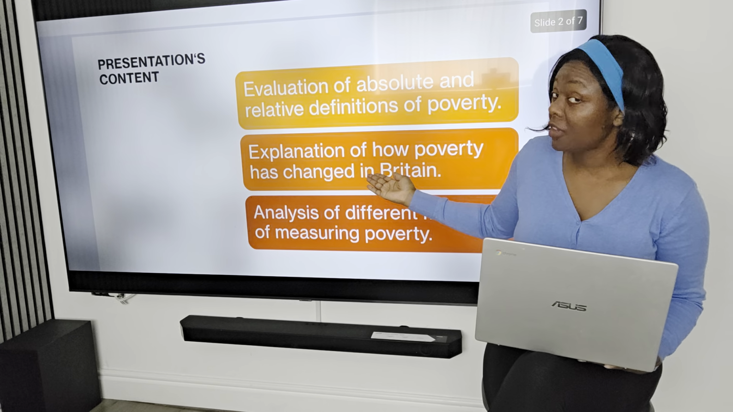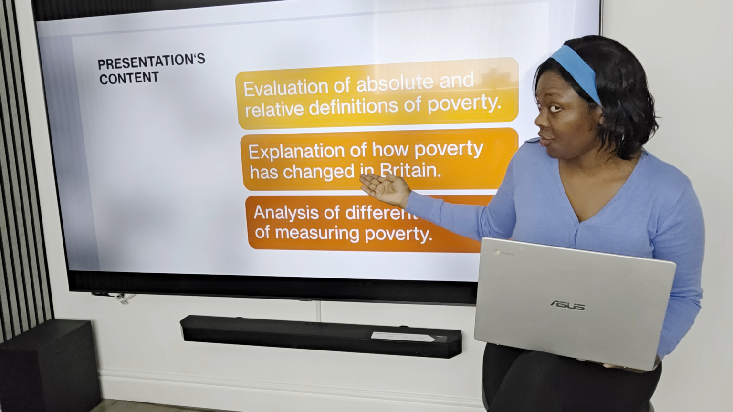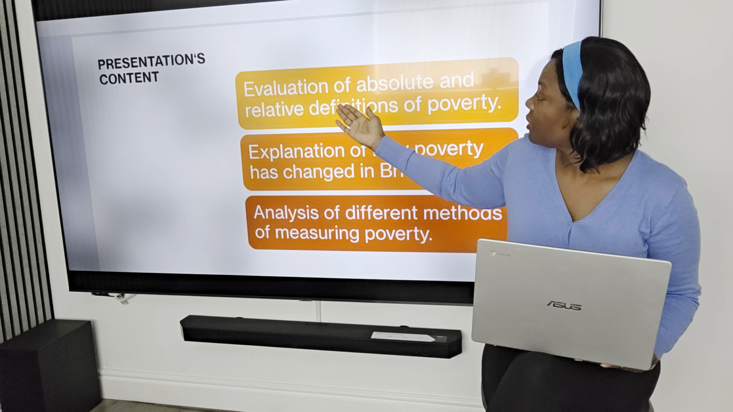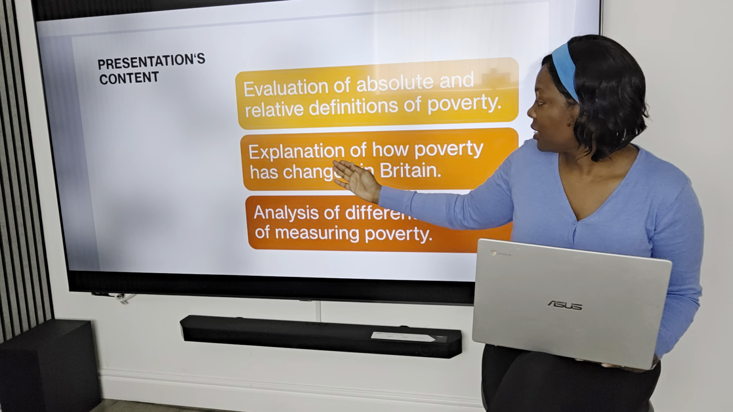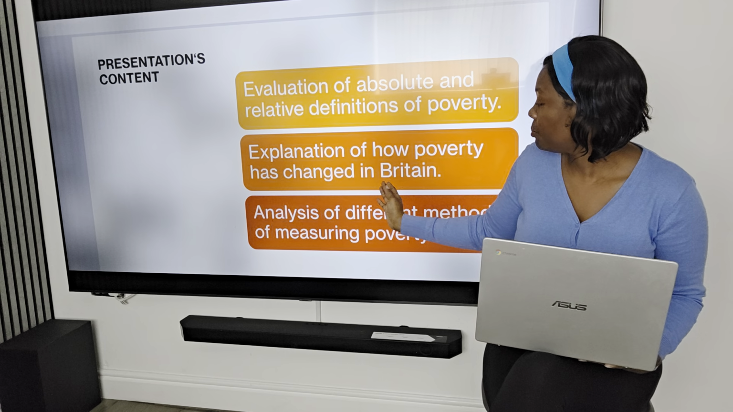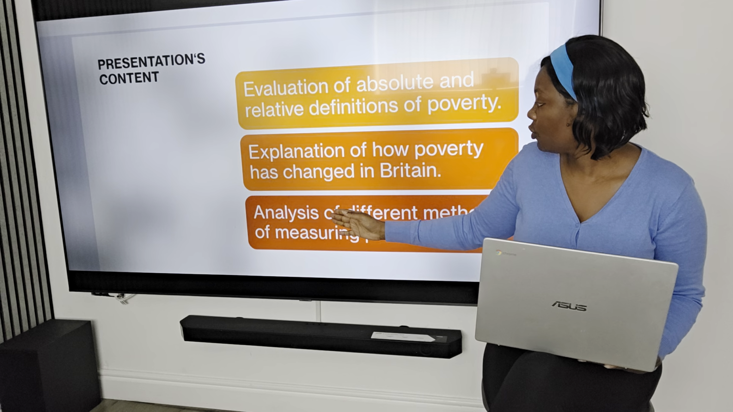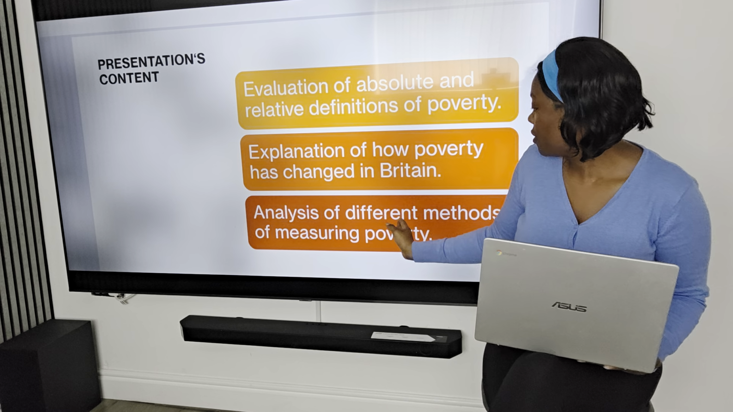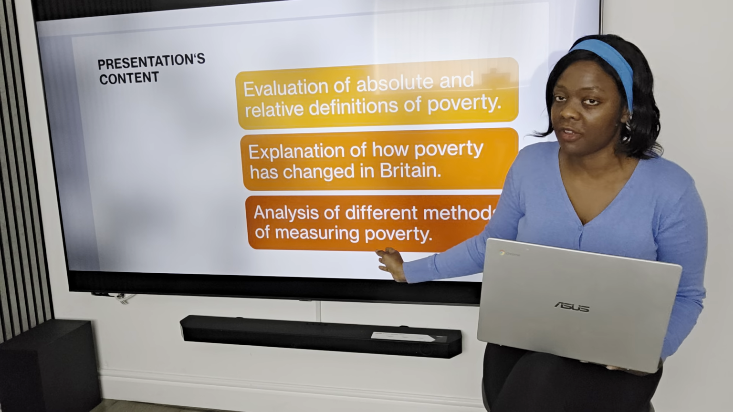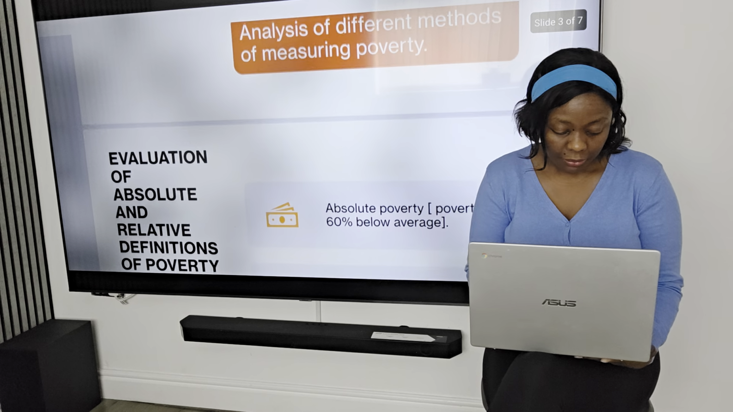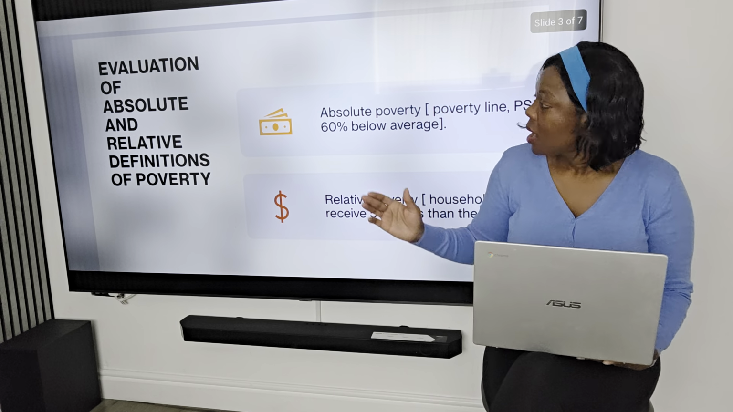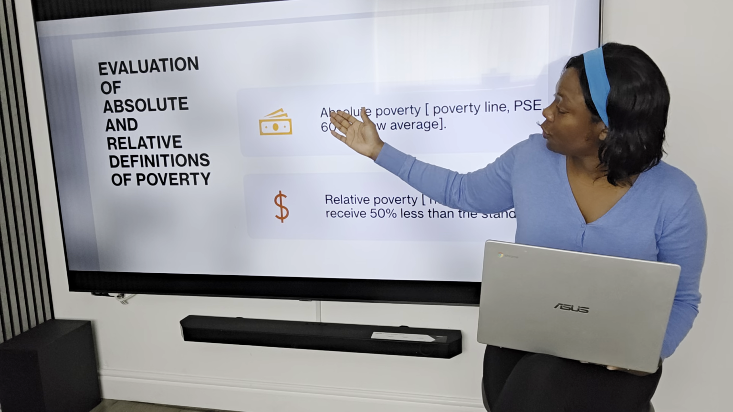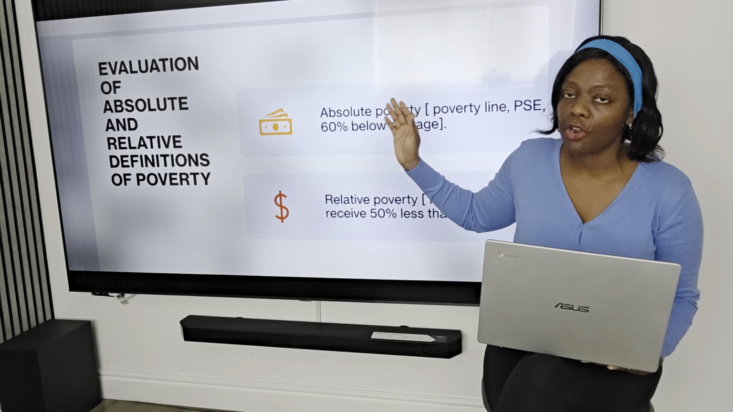This is our presentation content. In this presentation, we talk about an evaluation of absolute and relative definition of poverty, then an explanation of how poverty has changed in Britain. Then to finish, we talk about an analysis of different methods of measuring poverty. An evaluation of absolute and relative definition of poverty.